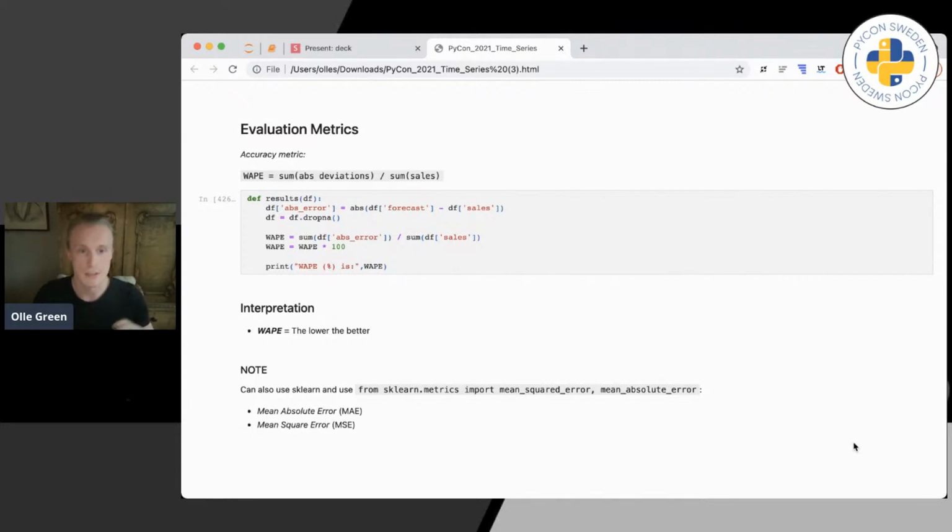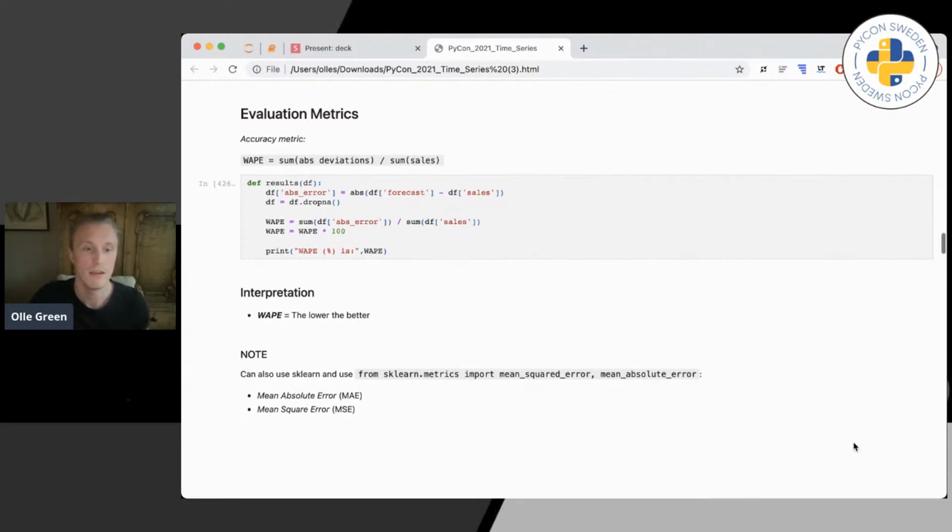This is basically just taking the sum of the absolute deviations between the forecast and the actual demand, and we divide it by the sum of all of our sold oranges. So we write a little function here, and we get a WAPE. And the one key thing here for us, for an accuracy metric like this one, the lower the number of WAPE, the better. So we want as close to 0 as possible.